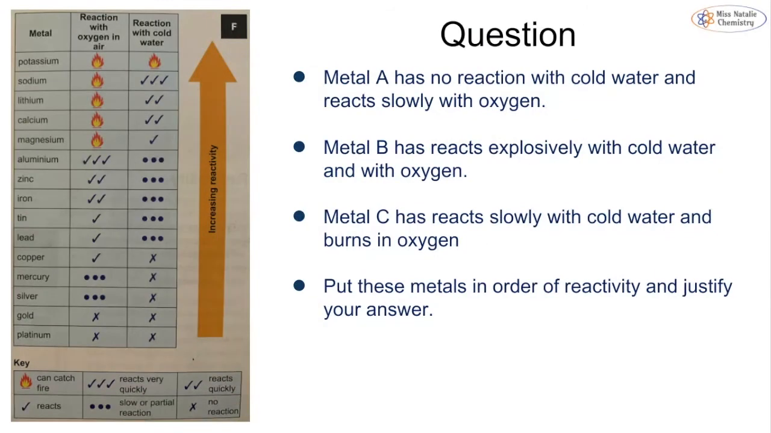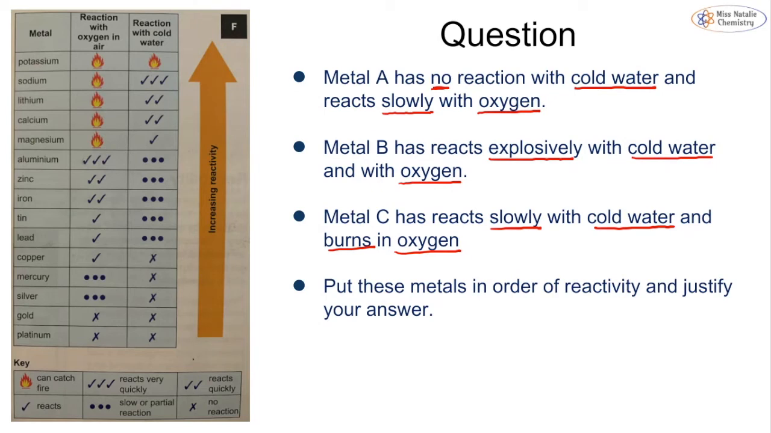So we're going to look at an example question, and this is a question that could come up in a test. So you have your reactivity series and you're told that metal A has no reaction with cold water, so I'm going to underline no for cold water, and it reacts slowly with oxygen. Metal B reacts explosively with cold water and oxygen, and metal C reacts slowly with cold water and it burns in oxygen.